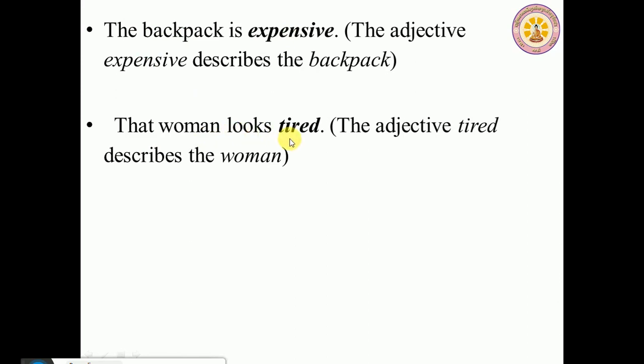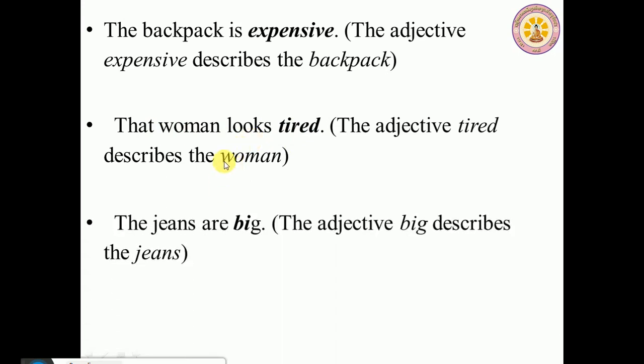That woman looked tired. So tired is an adjective used to add more meaning to the noun woman, and tired stands after the verb look. That is to say, a linking verb, a state verb, a non-action verb. One more: the jeans are big. So big here is an adjective used to add more meaning to the noun jeans, the subject. It stands after the verb be, after the verb are.